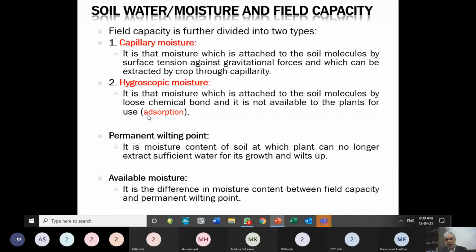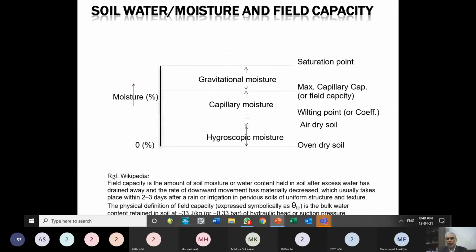From this capillary moisture and the concept of the wilting or hygroscopic moisture, we can find the moisture content which is actually available. It is the difference in moisture content between field capacity and the wilting point. The difference of these two will be considered the available moisture content to the plant, available to the plant, not to anybody else, the plant available moisture. So this moisture is usable by the plant.